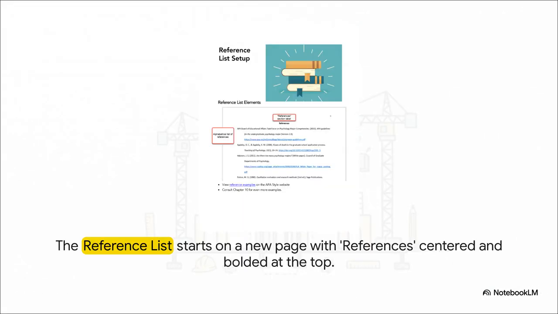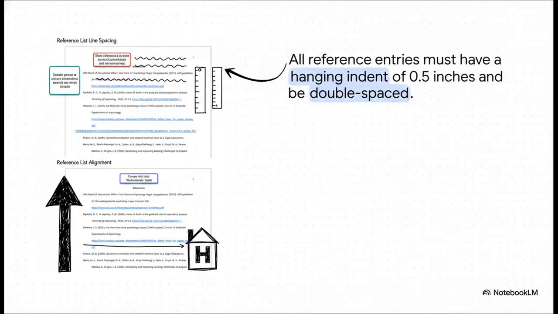Okay, after you've written your conclusion, it's time to build the final part of our structure, the reference list. Think of this as your building's library, and it always starts on a fresh new page with the word References right at the top, centered and bolded. And you really got to pay attention to 2 unique formatting rules for this section.